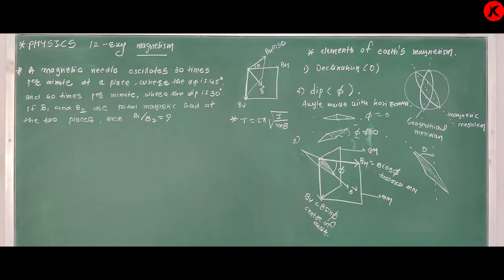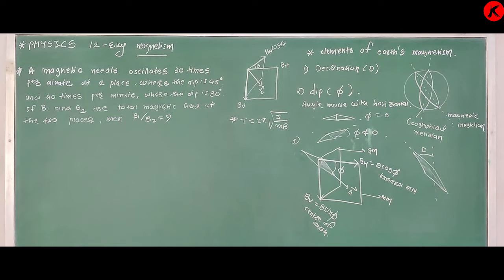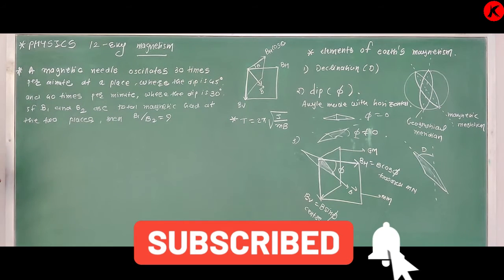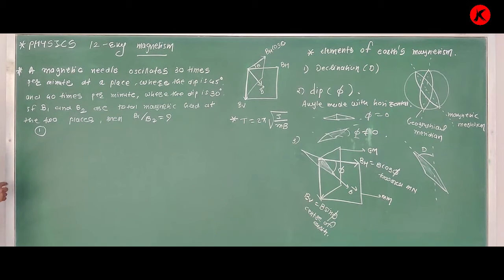So here with the help of these two concepts, we have to solve this question. Okay, let's try to solve this question. A magnetic needle oscillates 30 times per minute at a place where the dip is 45 degrees. For the first one, a magnetic needle oscillates 30 times per minute. So for 30 oscillations, it takes 60 seconds.